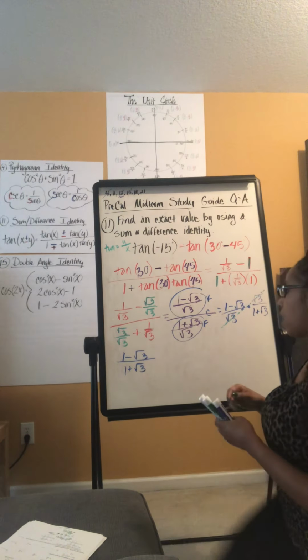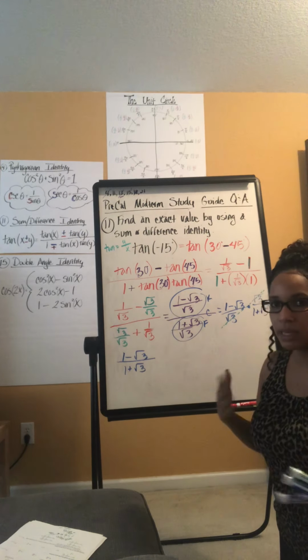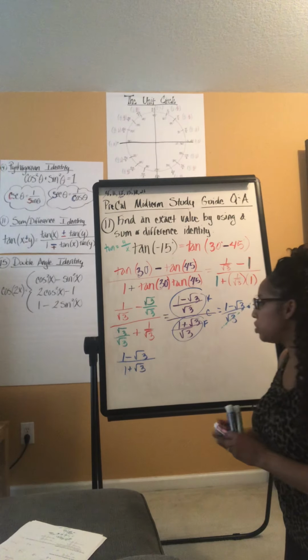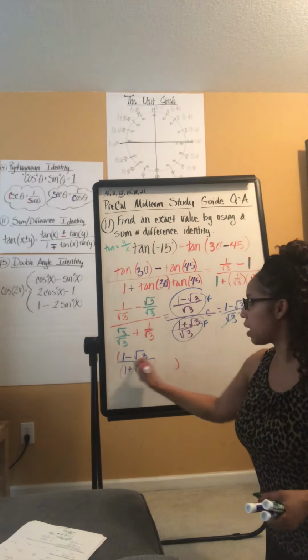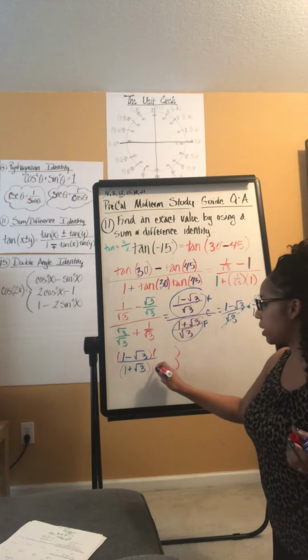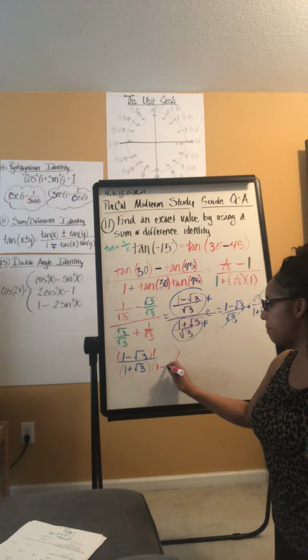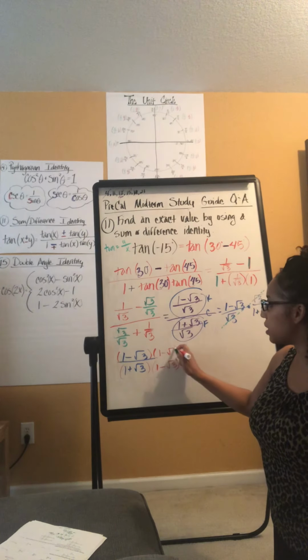All right, I cannot have any radicals in the denominator, so I need to multiply by its conjugate. Basically what I'm going to do is create the difference of two squares situation so I can get rid of the square root. I can rationalize the denominator. So instead of 1 plus the square root of 3, I'm going to multiply by 1 minus the square root of 3. And whatever I do to the bottom, I have to do the same thing to the top.